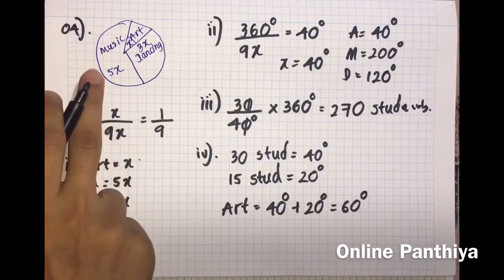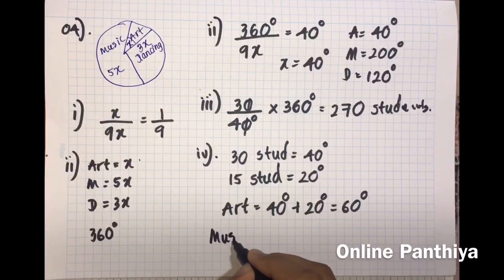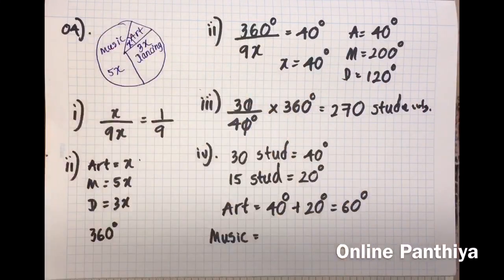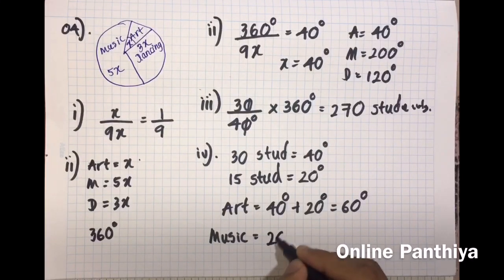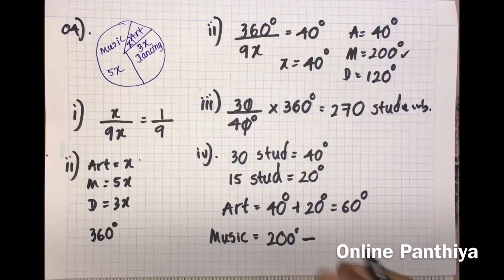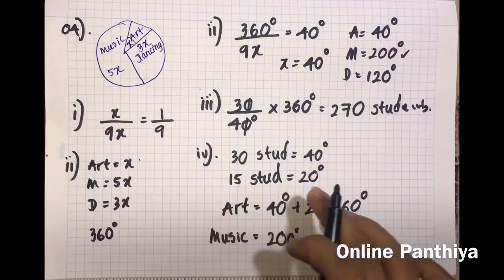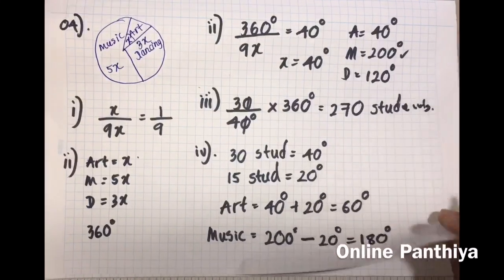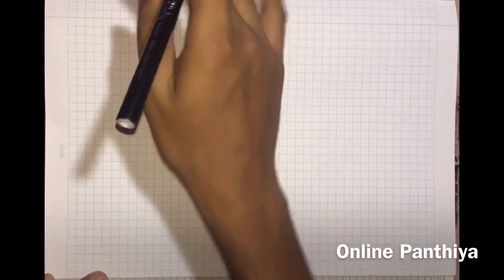Now you can find the new angle for music as well. There is no change in dancing, no? The only change is in music and art. So what is the new value for music? Already you had 200 degrees. From this, the students are leaving music. That means you have to subtract 15 students, in the sense you have to subtract 20 degrees. That is, the new angle will be 180 degrees. Okay, clear?